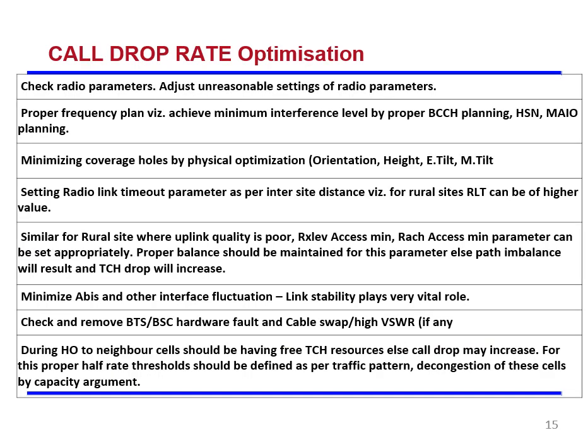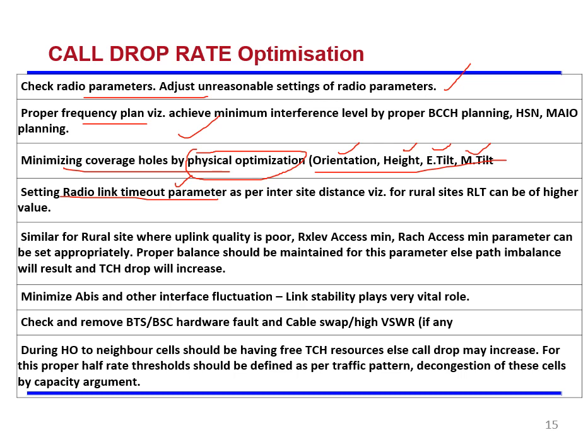For optimization, whatever reasons are there should be addressed. The radio parameters should be adjusted if any issues are there. As I told, to address the coverage or quality issue, the frequency plan and radio parameters, and the coverage holes are to be addressed by physical optimization. What is physical optimization? Physical optimization is nothing but tuning of orientation, height, electrical tilt or mechanical tilt. And setting up the radio link timeout parameter will help in reducing the call drop.